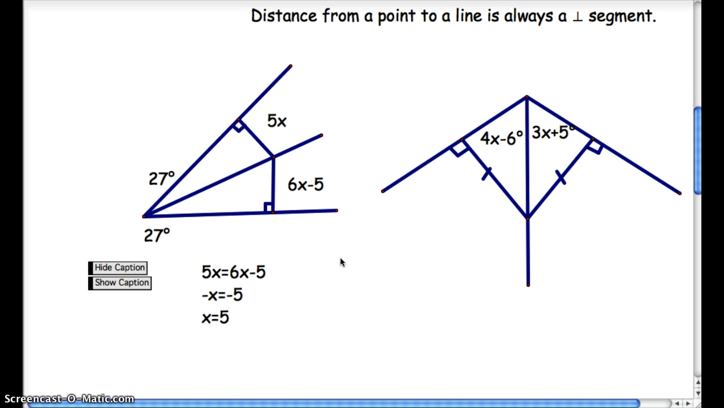What about the right diagram? What conclusions can I draw from that? 4x equals 3x plus 5. Or 4x minus 6 equals 3x. Yeah, these degree measures, 4x minus 6 degrees, is equal to 3x plus 5 degrees. Again, in order for that to be true, I need to have what? An angle bisector.